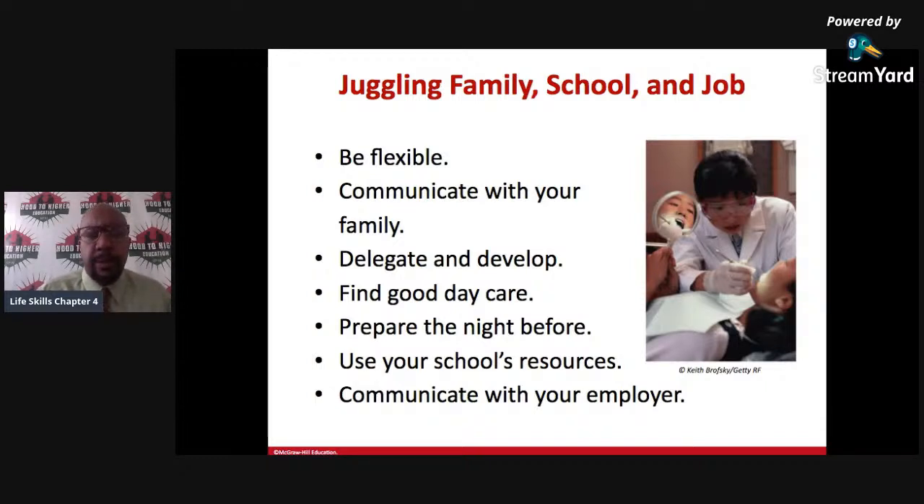Delegate and develop. Sometimes your minuscule task, your smaller task, we may have to delegate to a close friend or a family member in order for you to study for that final, study for that midterm. Preparing the night before, we want to go back a bit, and hopefully you have been preparing throughout that whole quarter. If you know that you have 3 weeks to take a midterm, you should use every day, if not every other day, to be preparing for that midterm and trying not to cram.